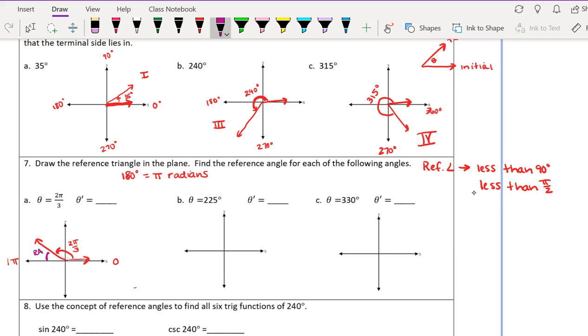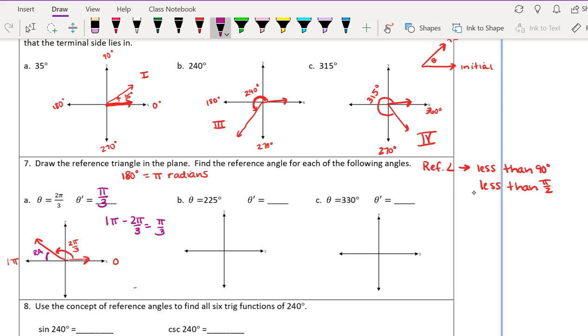Okay, and the way that we do that is we find the difference to the nearest x-axis. So this is pi, and I've already gone 2/3 pi. So if I take 1 pi minus 2/3 pi, I'm left with 1/3 pi, or pi over 3. So the reference angle is pi over 3.